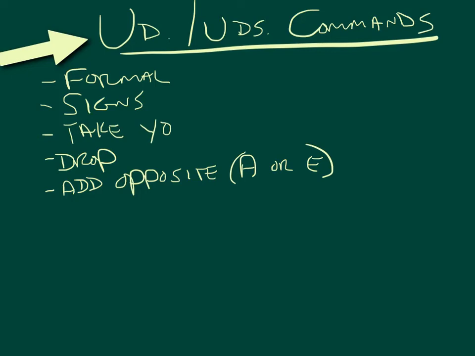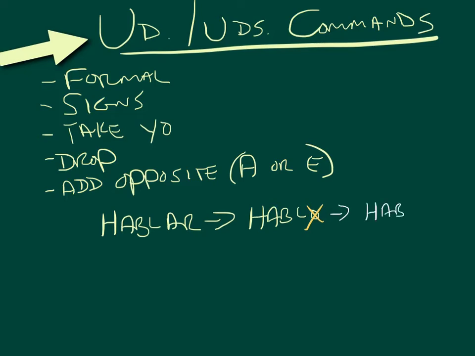Okay? So if I had hablar, I would go to the yo, drop the o, and then I would add the opposite ending, and I would get hable. Let's put some exclamation points around there because it's a command. ¡Hable!